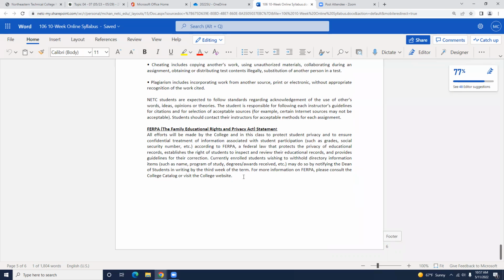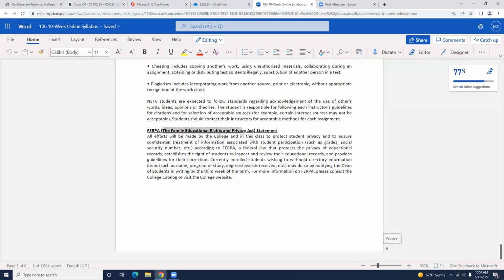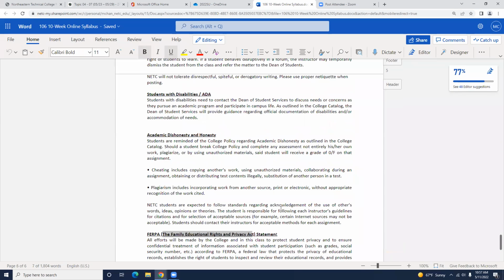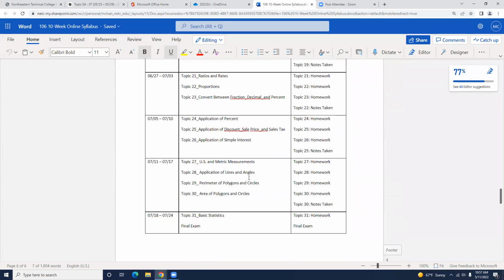So in case someone is asking, such as your parents or relatives asking for your attendance or grades, the school cannot reveal that information, because it's protected under FERPA, the Family Educational Rights and Privacy Act. So that's it for the syllabus.